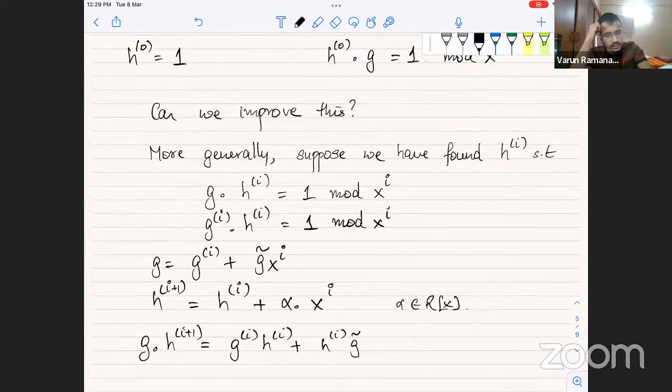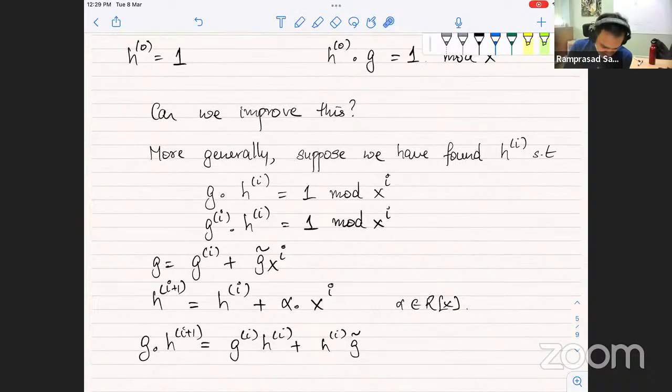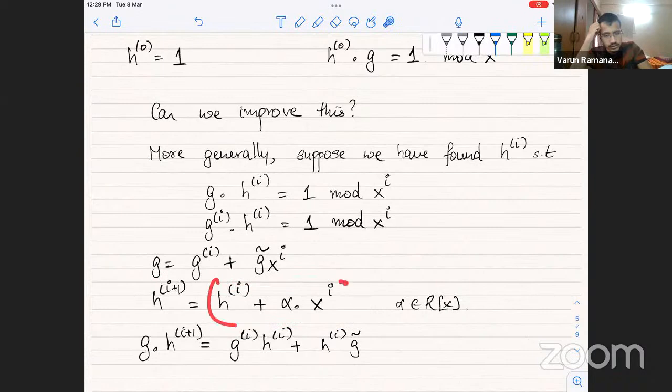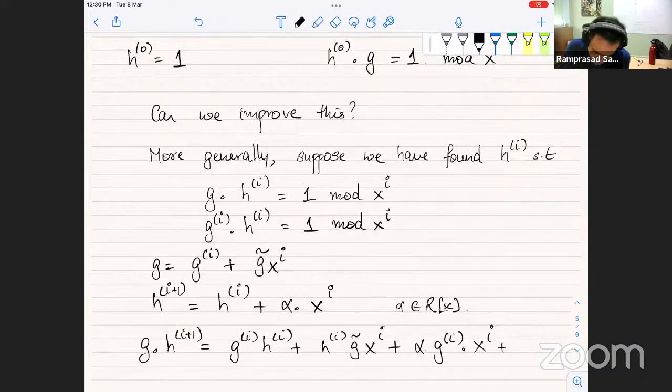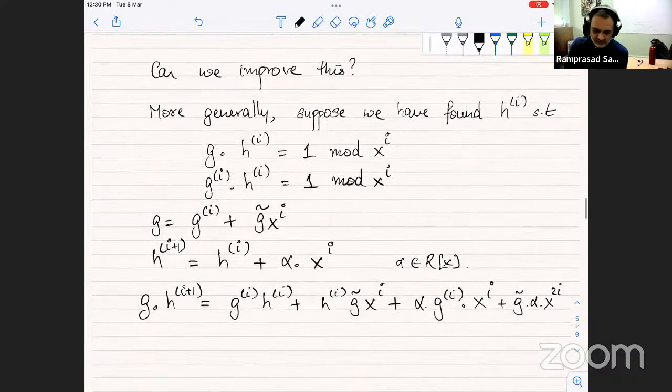Did you mean hi plus 1 is hi plus alpha x to I plus 1? Yeah, so now I'm just taking this times g. I'm just multiplying this guy with this guy. In this hi plus 1 term, should that be x to the I plus 1? No, sorry. So hi was currently something which satisfied g times hi, where you ignored x power I onwards. Okay, so here you have this times x power I plus the other terms: alpha times gi times x power I, plus one of these x power 2I terms, g tilde times alpha times x power 2I. I'm just doing the standard multiplication.